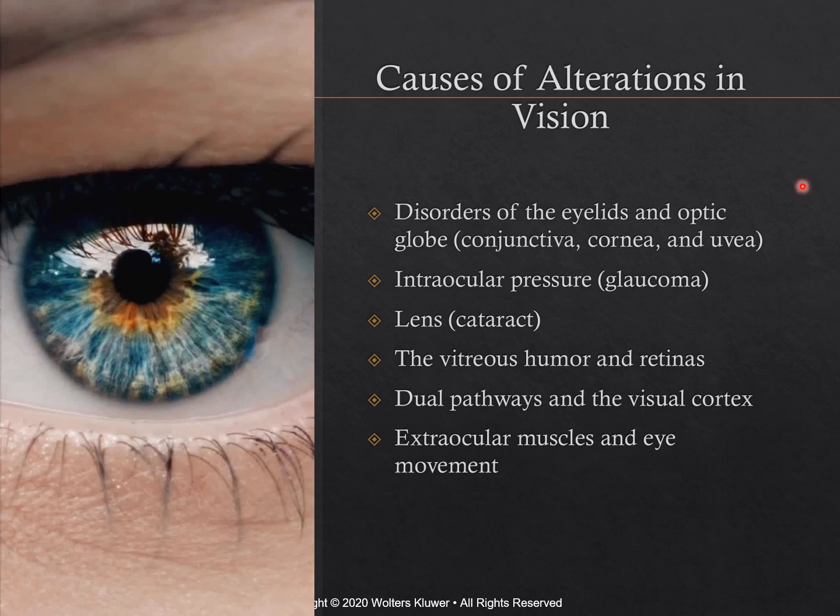There are also disorders that can affect the lens in the eye, specifically cataracts. We'll discuss those as well. You can also get disorders of the vitreous humor, or the fluid inside of the eye, and disorders of the retina. And then there are also alterations that come from the visual pathways as well as the visual cortex, which we'll discuss, and alterations in extraocular muscle and eye movement.